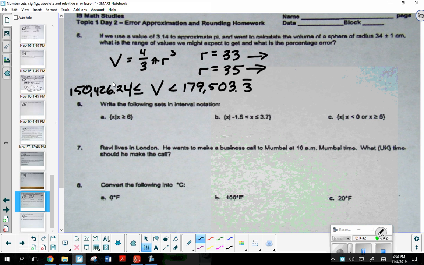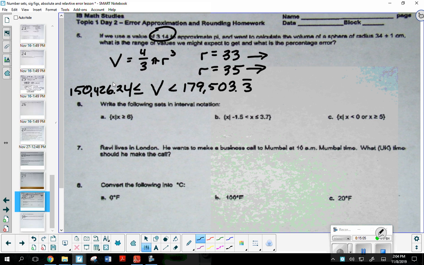That's it. Now, it's not the entire problem, because now it also says, and what might we expect to get, what's the percentage error? Okay, so we're looking at this with 3.14. So we're going to go ahead and use the radius of 34, but we're going to use 3.14, and then we're going to use the approximation for pi.